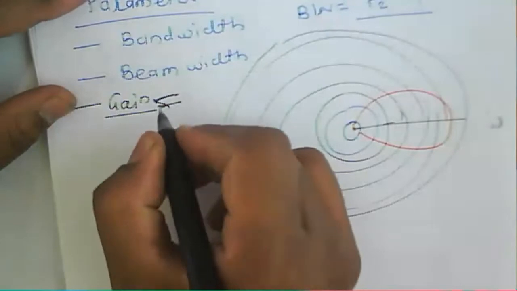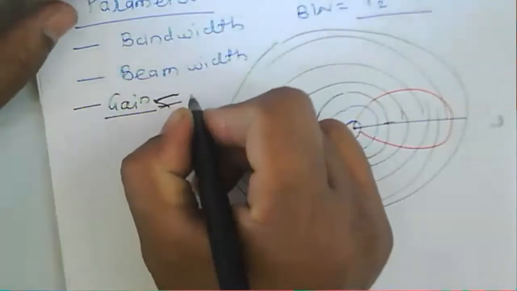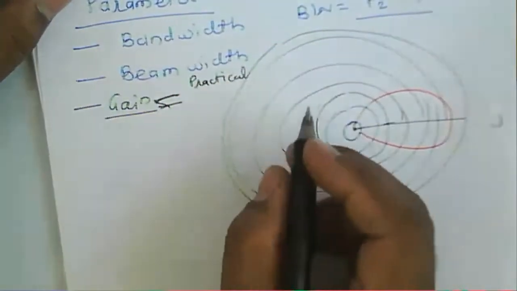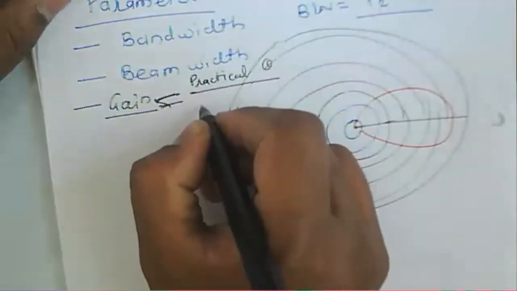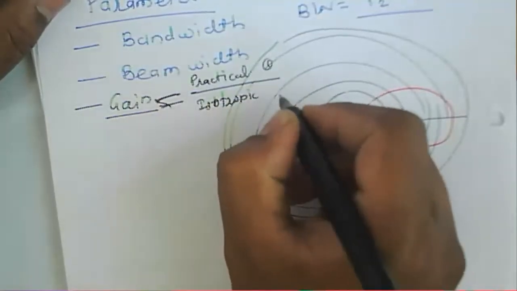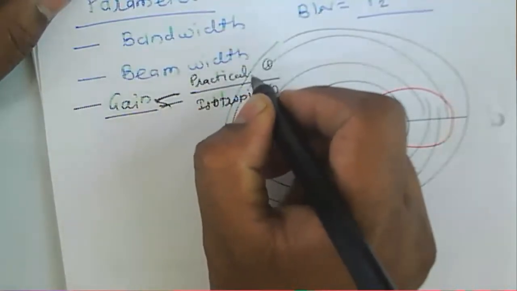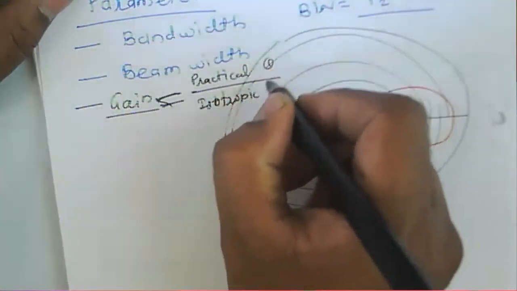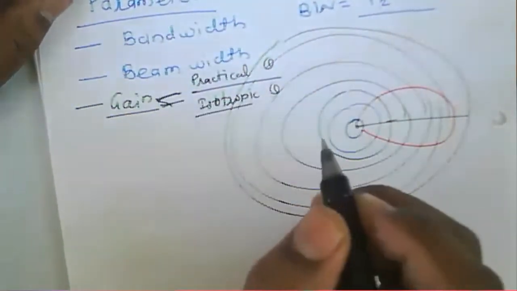Now, gain is nothing but what? We can say that, for whichever practical antenna we are using, it is the practical antenna's radiation intensity in a theta direction divided by that of an isotropic antenna in the given direction. So we need to find the power radiated in the given theta direction, and then the power radiated in the same direction by an isotropic radiator.